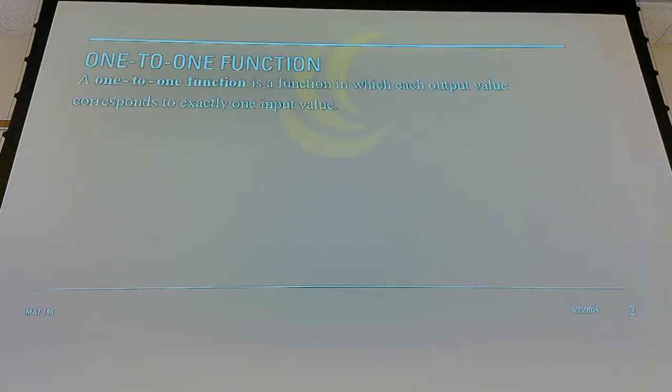This is where the notion of a one-to-one function comes in. While it's not mandatory to be a function, there are cases where each output will have only one corresponding input. That's called a one-to-one function. It is also known as an injection.